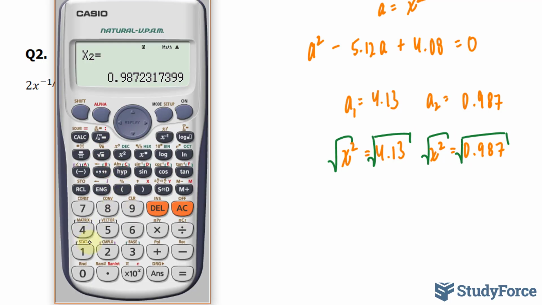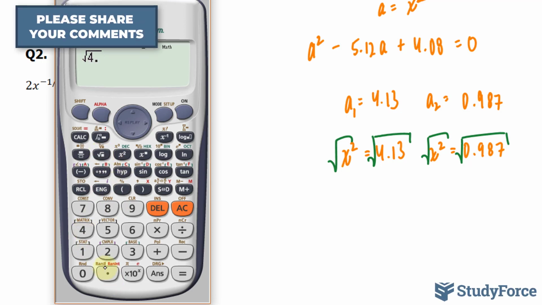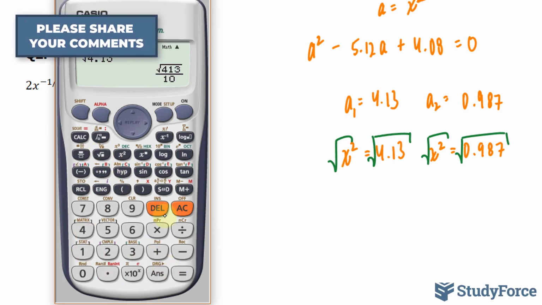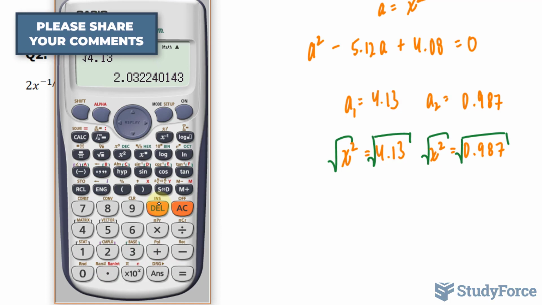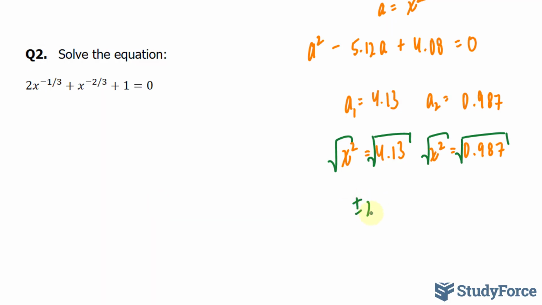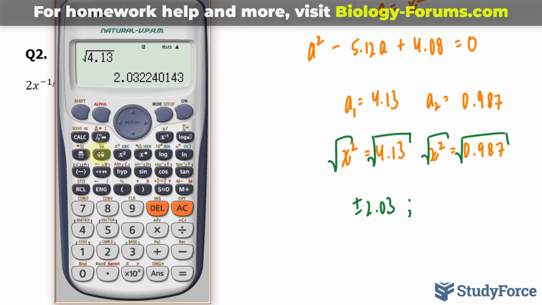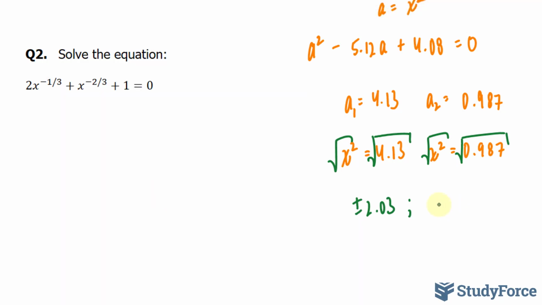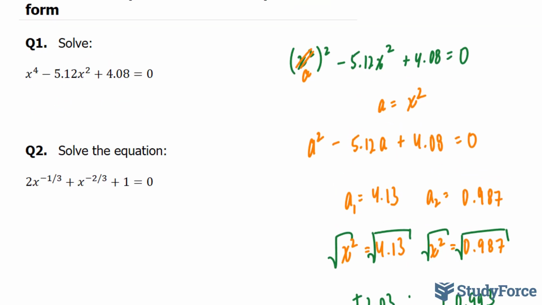Square rooting this side will give me a plus minus answer for both of these. The square root of 4.13 is equal to 2.03, plus minus 2.03. Those are 2 solutions right there. And another 2 solutions come from square rooting 0.987. This gives us 0.993, or plus minus 0.993. That's the answer to question number 1. Let's move on to question number 2.